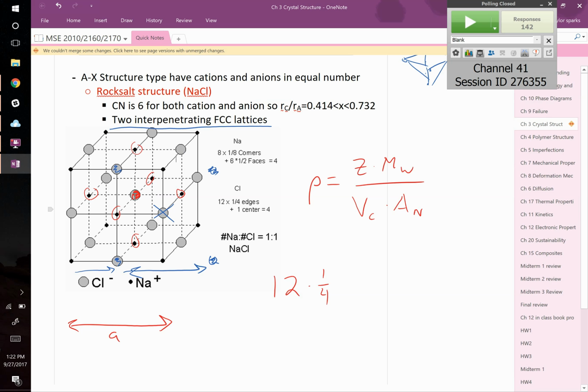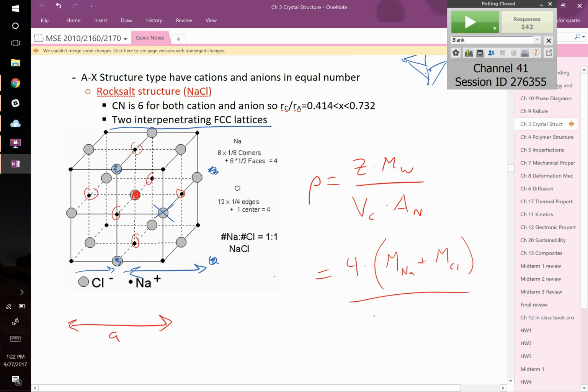So when I calculate density, how I suggest you do it is to write 4, because there's 4 molecules, times the molecular weight of sodium plus the molecular weight of chlorine, divided by a cubed times Avogadro's number. Any questions on doing this?